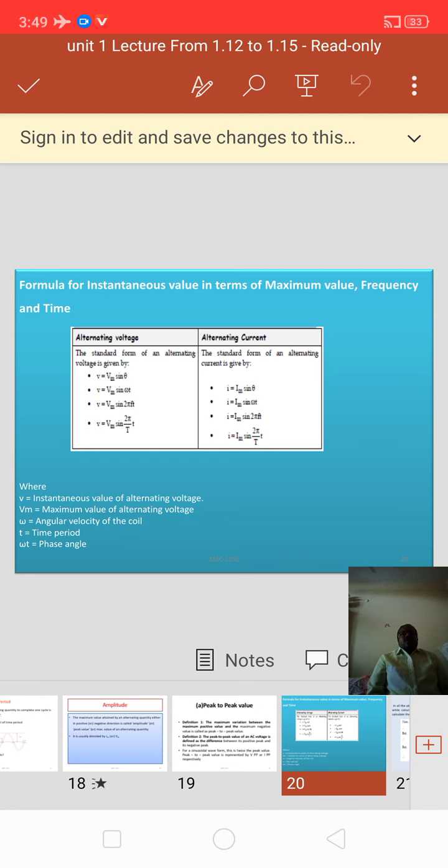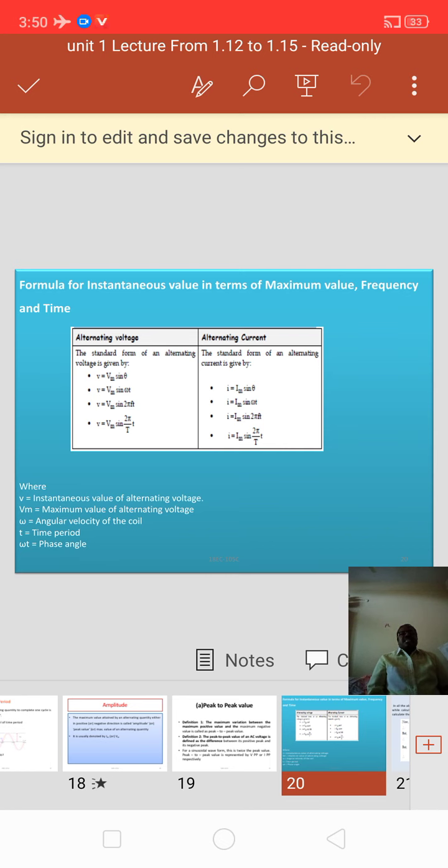Capital I represents the total current of alternating current. Small im represents the maximum value of alternating current. Omega represents the angular value. t represents the time taken for the angular value. The sine wave corresponds to the one cycle concept.